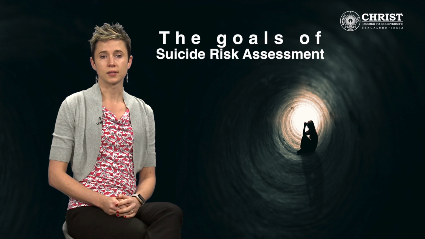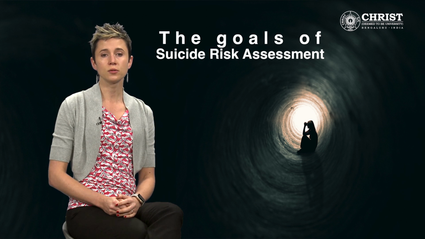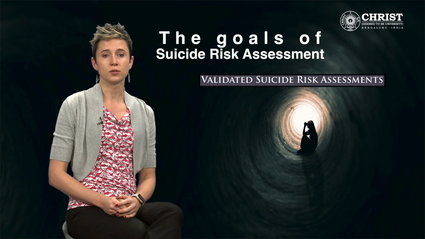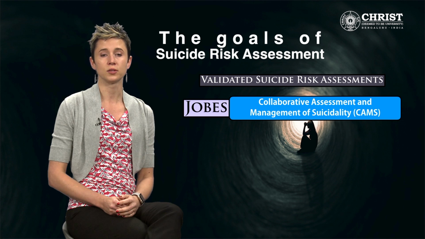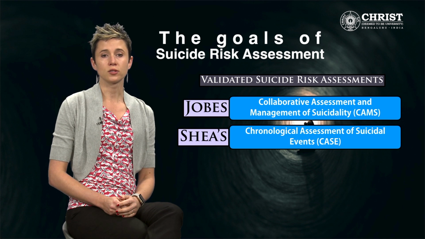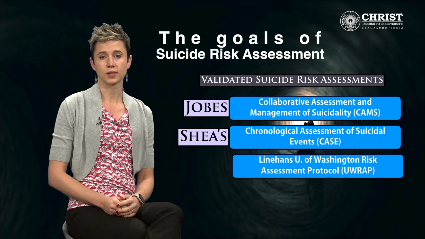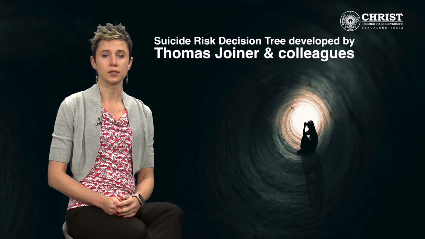Broadly, suicide risk assessments are formalized procedures to assess signs and symptoms of current and more long-standing risk, and the goal is to establish the client's current risk so that appropriate clinical actions can be taken. There are several well-validated suicide risk assessments, including Jobs's Collaborative Assessment and Management of Suicidality, Shea's Chronological Assessment of Suicidal Events, and Linehan's University of Washington Risk Assessment Protocol. Today, I will review the Suicide Risk Decision Tree developed by Thomas Joiner and colleagues.